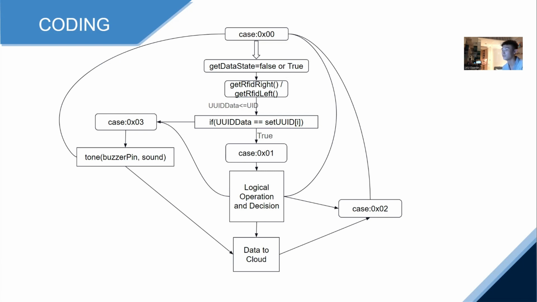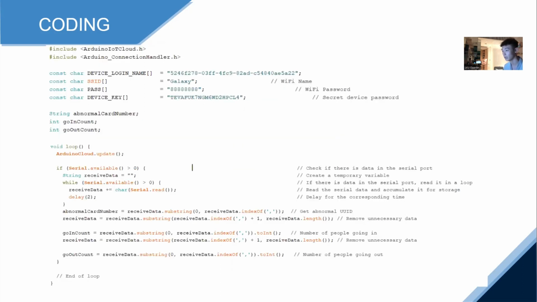And this is the simple flow chart of the program. You can see it. It is kind of simple, and actually it's not the full logic of our program. And this part of the coding is what we just mentioned.